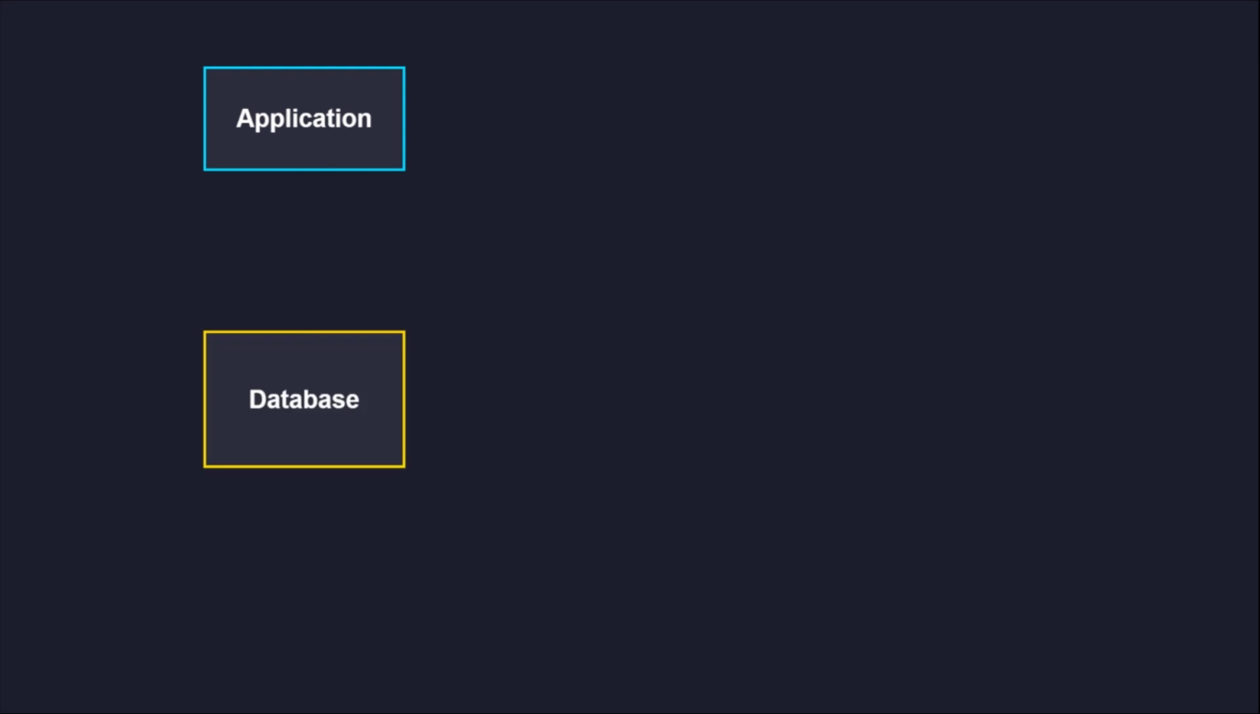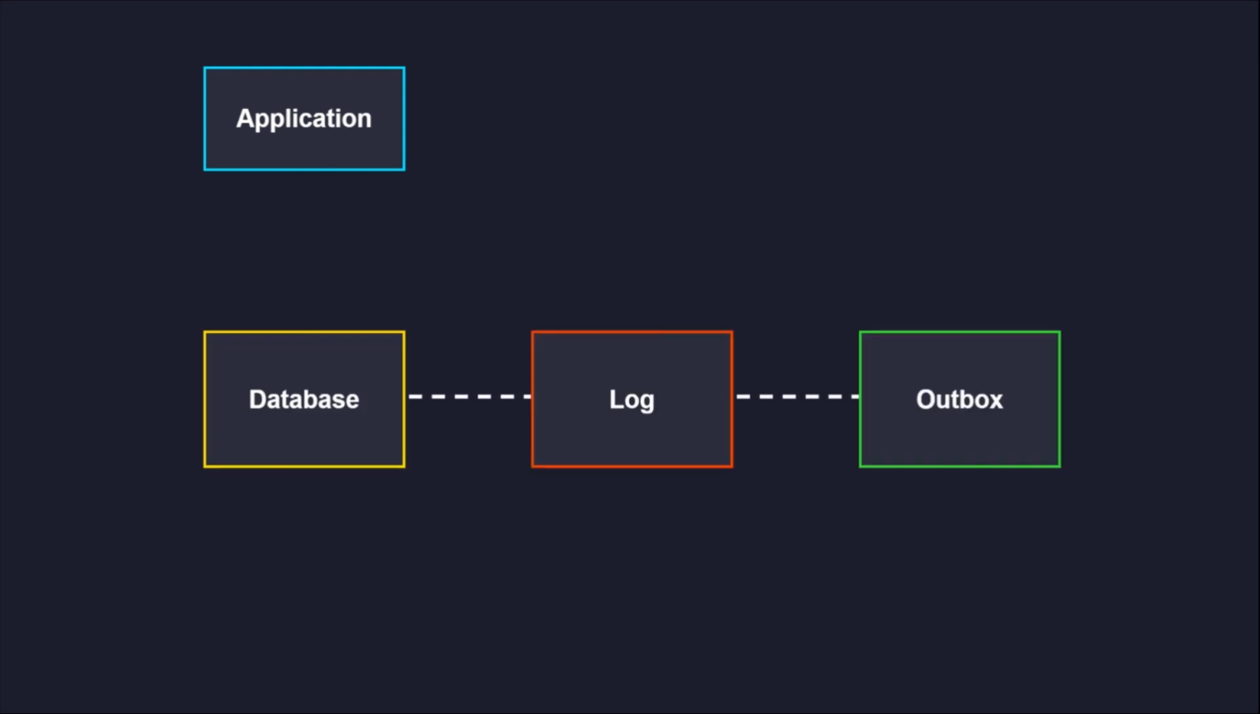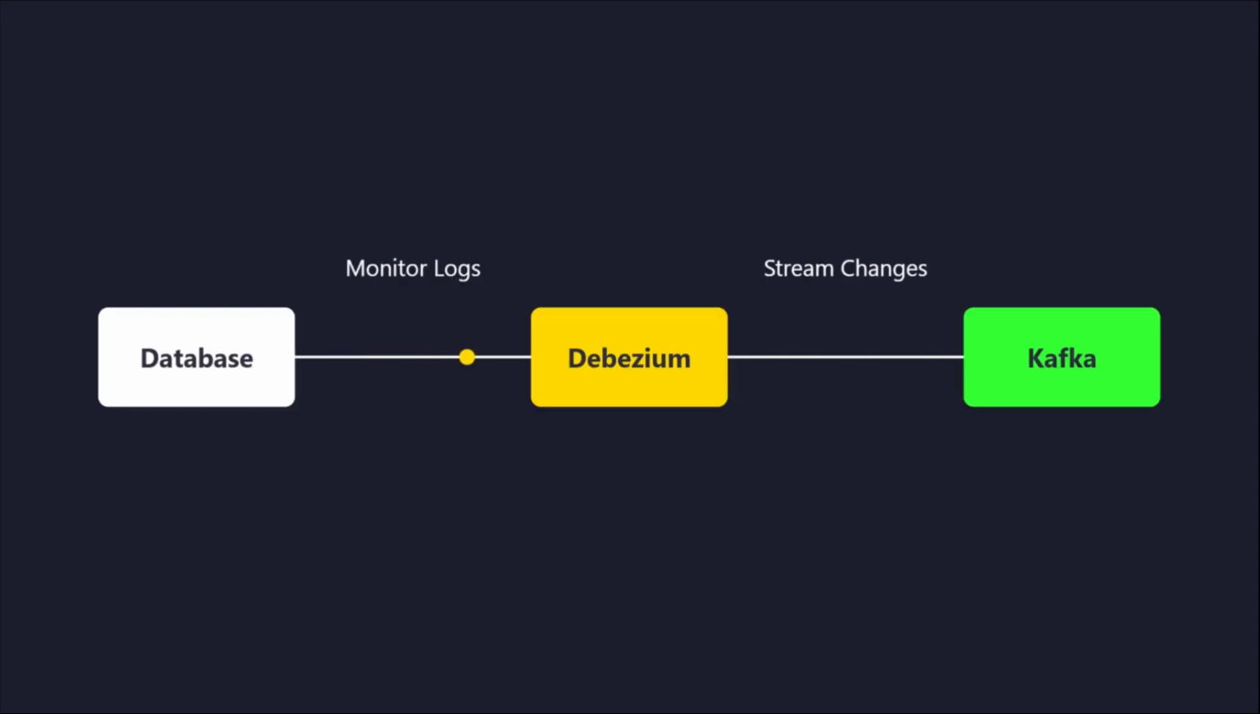A better approach is change data capture. It tails the database transaction log, capturing inserts into the outbox table with zero impact on application performance. Debezium is a popular open-source tool for this. It monitors the database logs and automatically streams every change event into a Kafka topic.